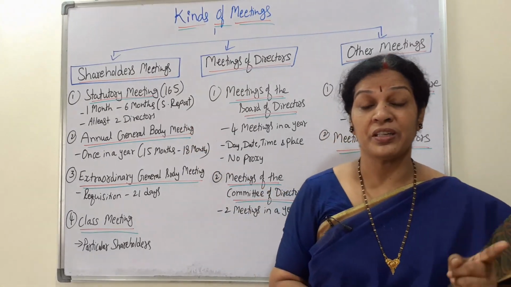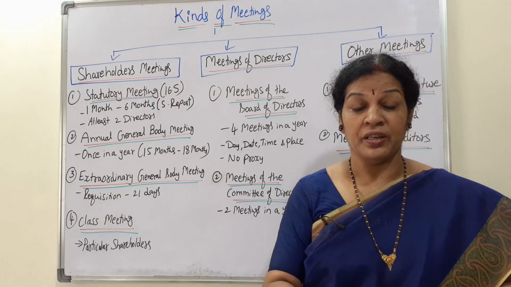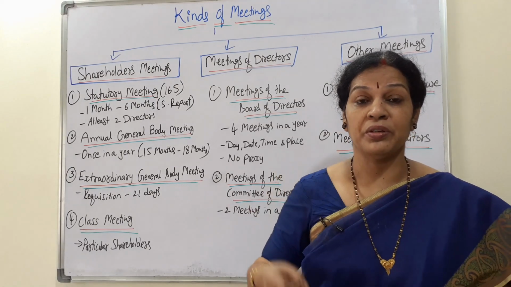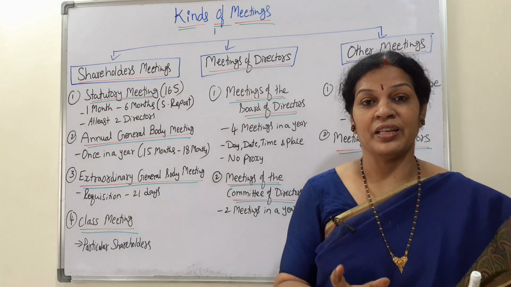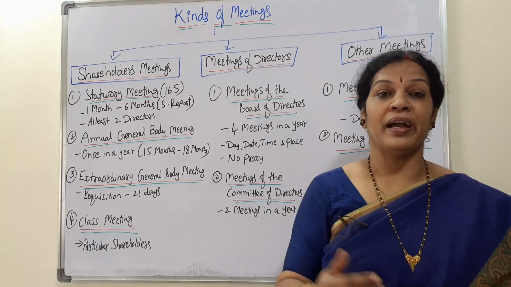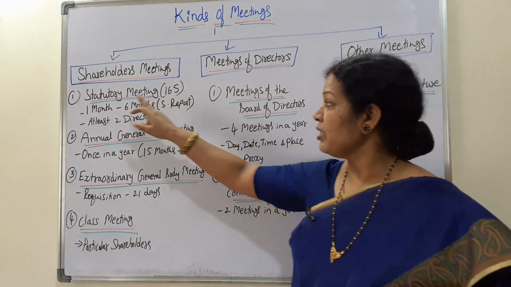The statutory report is a must and compulsory, because it records what happened in this shareholders meeting, who was present, what they discussed, what the minutes of the meeting are, what resolutions they have taken, and what the main key points are. All these things have to be written in the statutory report, which has to be prepared and circulated to all the members of the company. So that's about the statutory meeting.